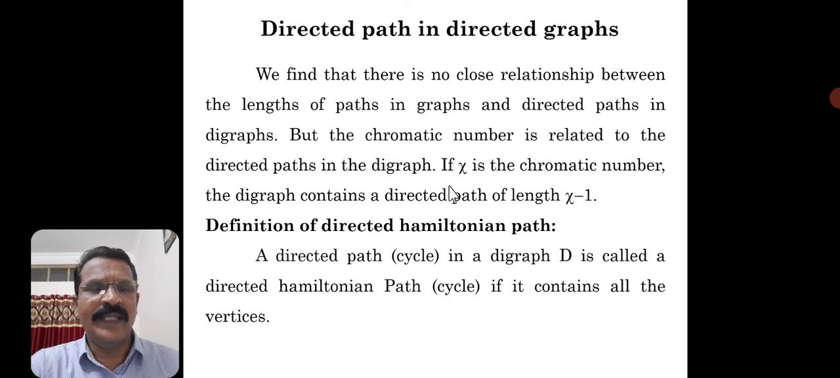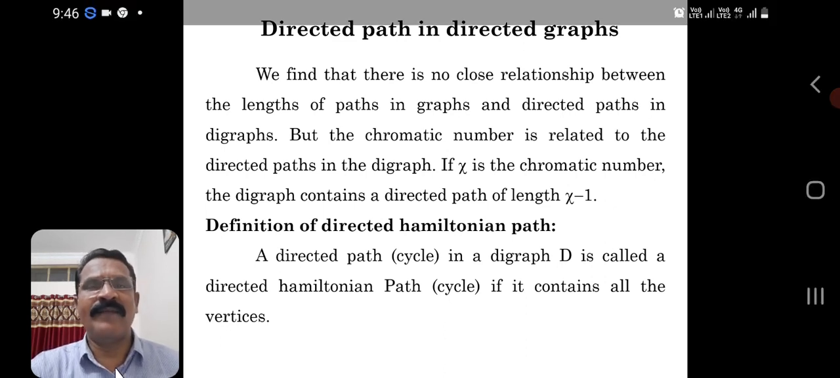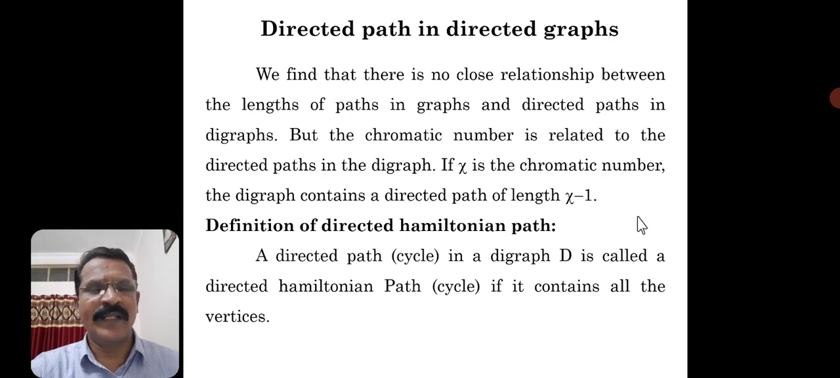Okay, so here chi is the chromatic number of the digraph. The digraph contains a directed path of length chi minus 1. What are they saying? The digraph contains a directed path of length chi minus 1. So this is the relation. There are not many results based on the length of the path, but here it has been considered that if chi is the chromatic number of the digraph, then the digraph contains a directed path of length chi minus 1.